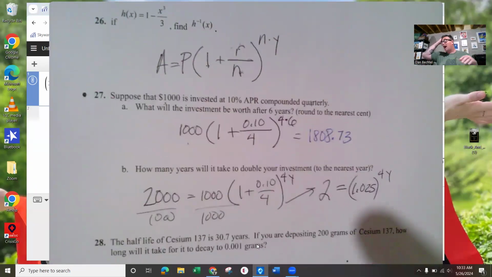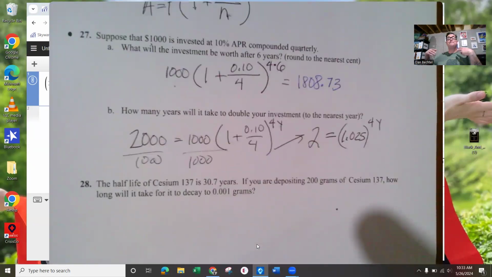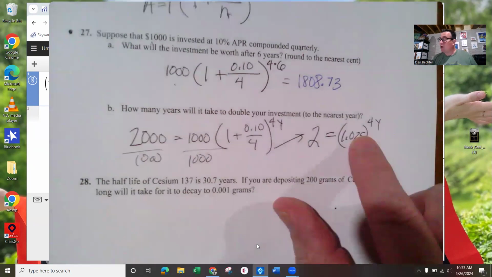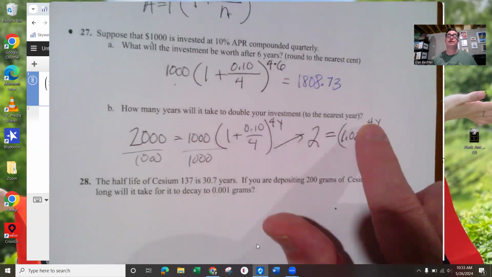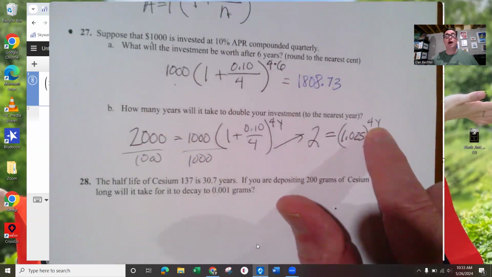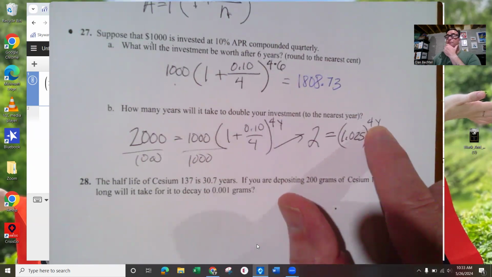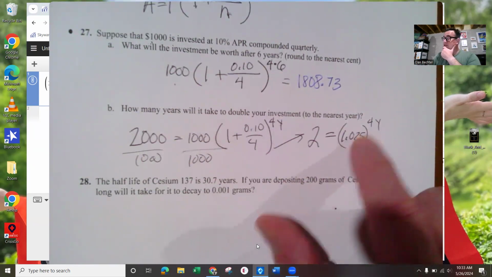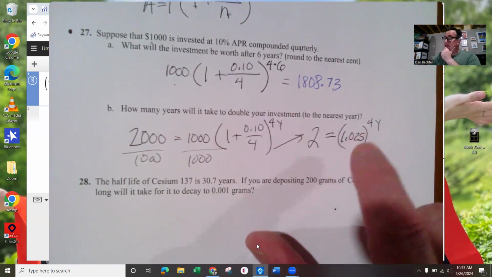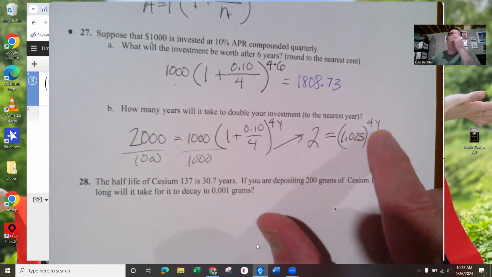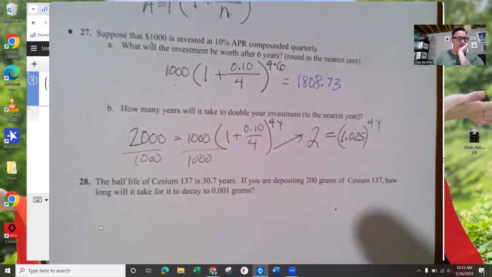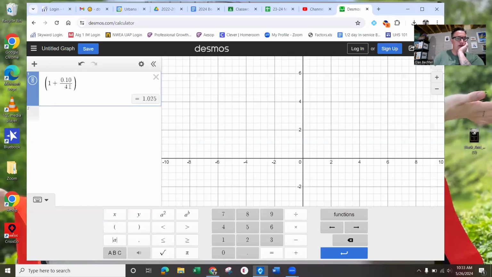1.025. Now, I'm going to tell you what I would do at this point. Because we're raising that to the 4y power, and I want to solve this for y, what I would do first would be to actually raise this to the 4th power and just keep the y out here. It's going to give us a value. We only have one variable in the exponent. So I'm going to go back to Desmos, and I am going to raise this to the 4th power to see what we're going to have.